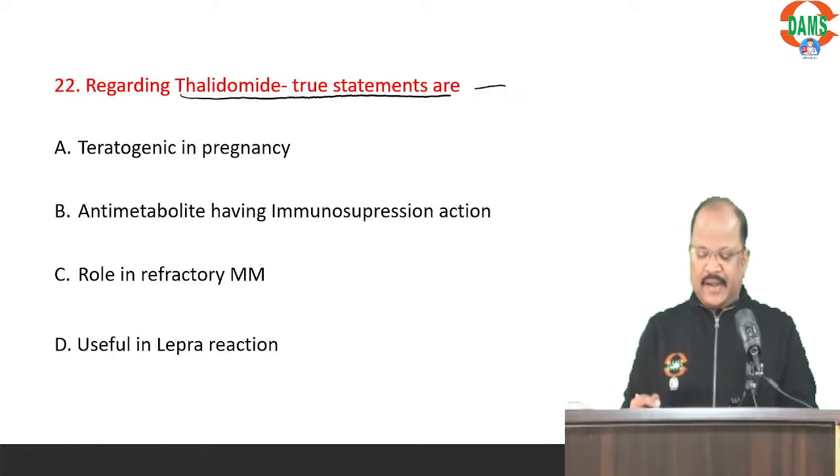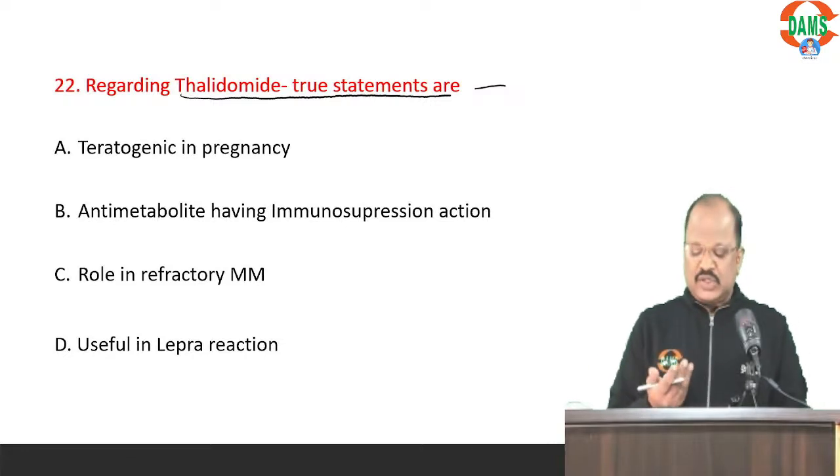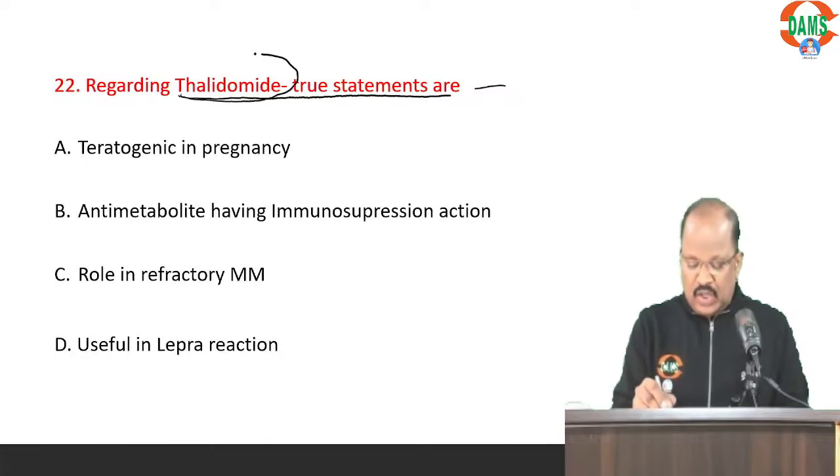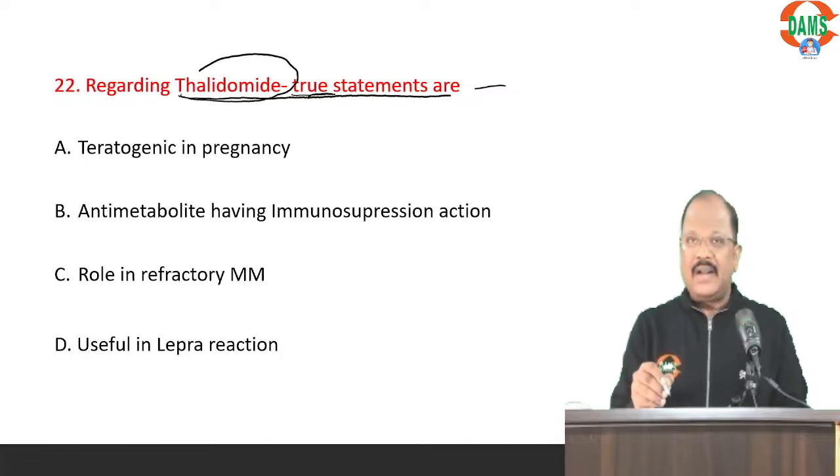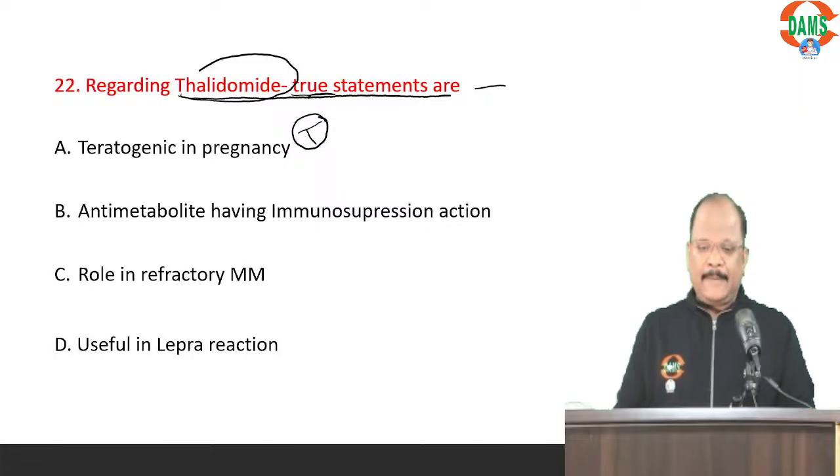Okay. Now, thalidomide, it's a very simple question. True statement, multiple response question. It's a teratogen, true, causing phocomelia, the so-called seal limb. So definitely all will know it causes limb abnormality.